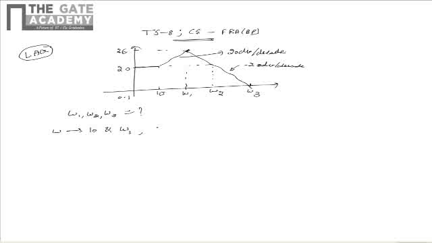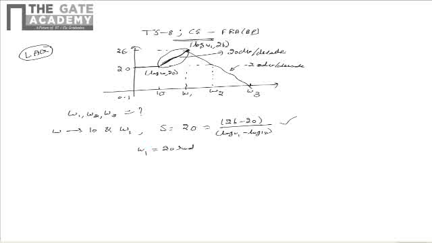From the given plot, we see that as omega is varied between 10 and omega 1 radians per second, the slope of the plot is 20 dB per decade. So this can be written as S is equal to 20 is equal to 26 minus 20 divided by log omega 1 minus log 10. This is due to the reason that this straight line has a slope of 20 dB per decade, and it is joining the points log 10, 20 and log omega 1, 26. From this we got this equation, and upon simplifying this we get that omega 1 is equal to 20 radians per second.